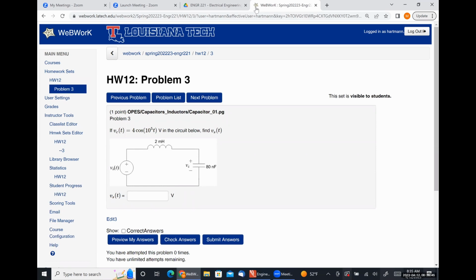So here's one. In this problem, we have a simple, I think anyway, single loop circuit containing an inductor in series with a capacitor. Our goal here is to figure out what our source voltage is if we know what our capacitor voltage is. Let me write this information down.